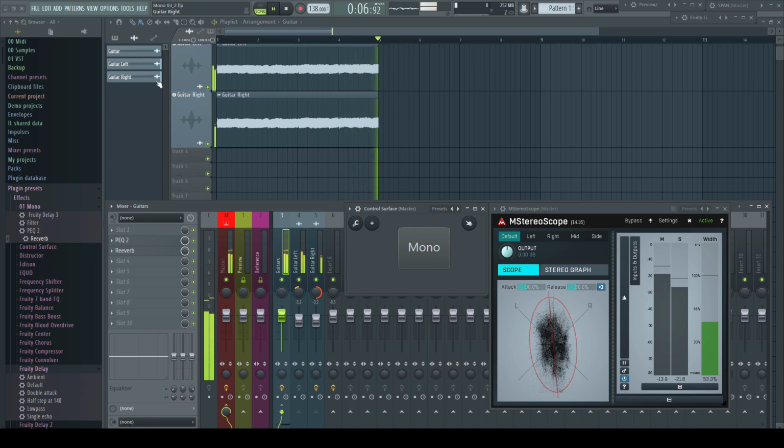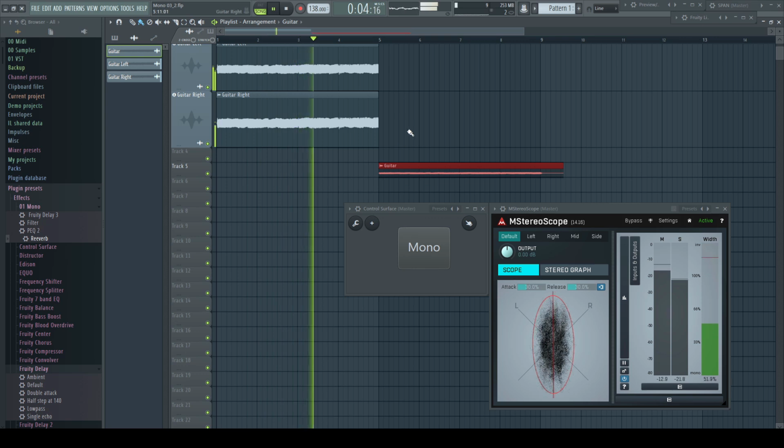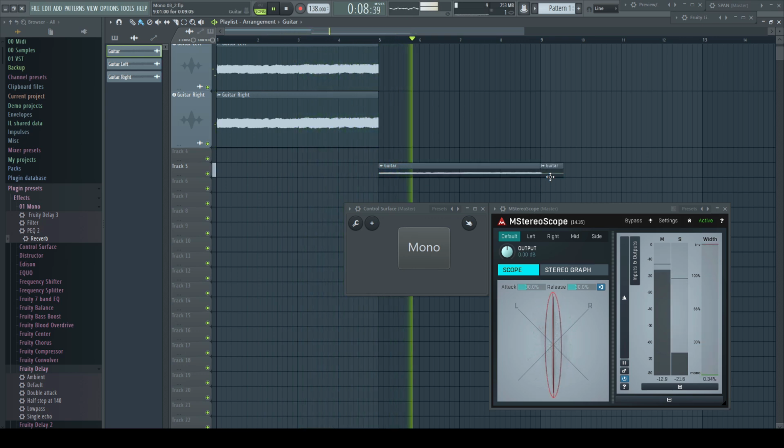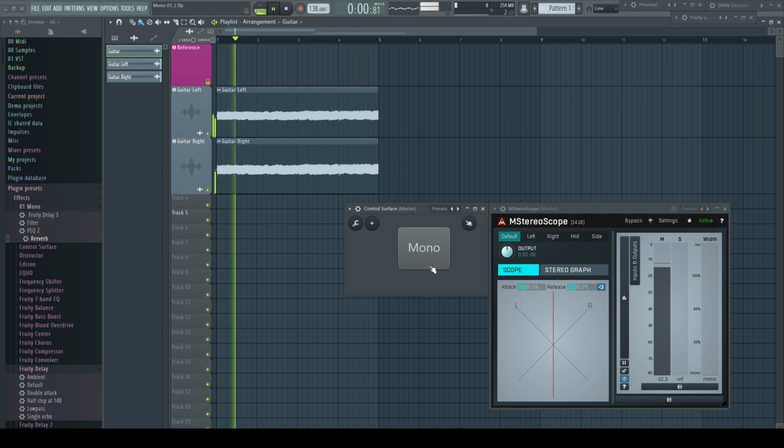Nearly no difference between mono and stereo. This is where we started from. And the stereo version, fully mono compatible.